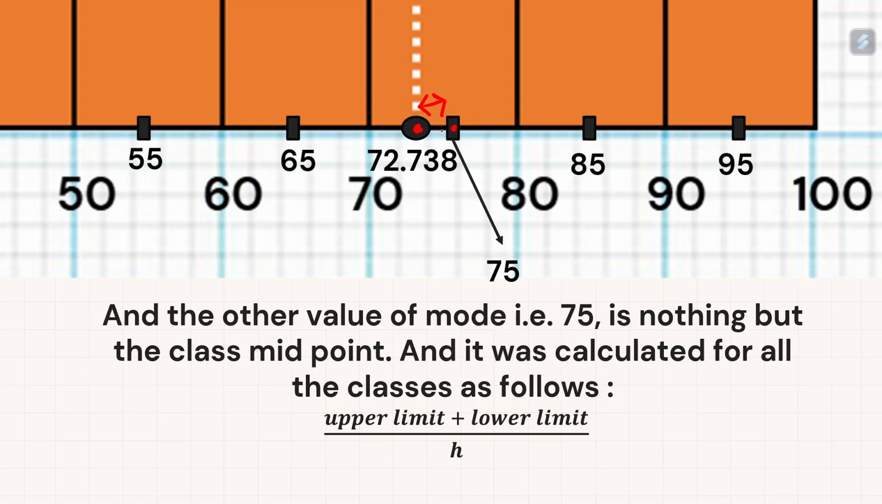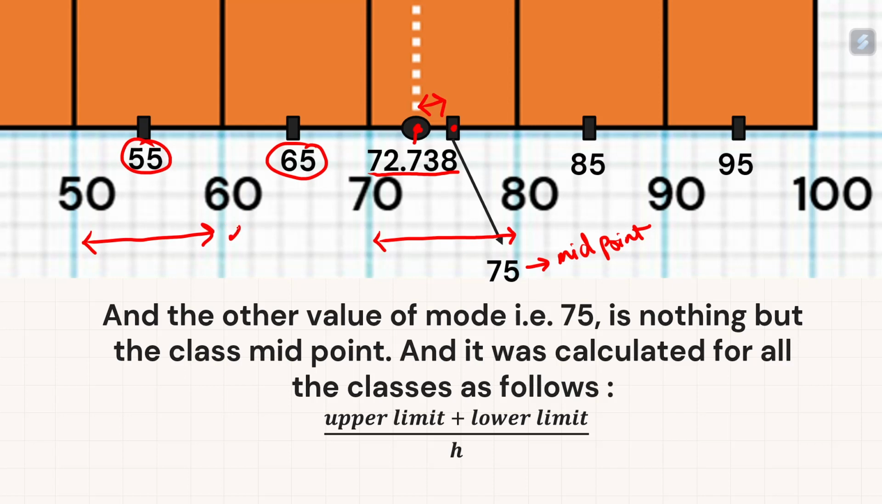Now let me explain to you. 72.738 is the actual value of the mode, calculated graphically and empirically, both giving the same. And 75 is nothing but the class midpoint or the class mark. 75 was taken as the class midpoint or the class mark to represent the class between 70 to 80. Just as 55 represents the class between 50 to 60, 65 represents the class between 60 to 70. Similarly, 75 represents the class between 70 to 80.